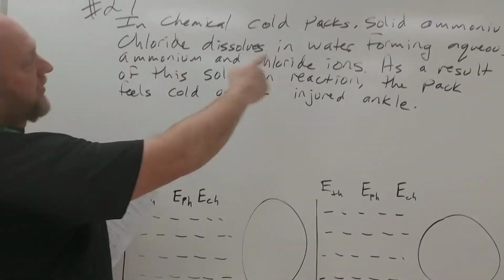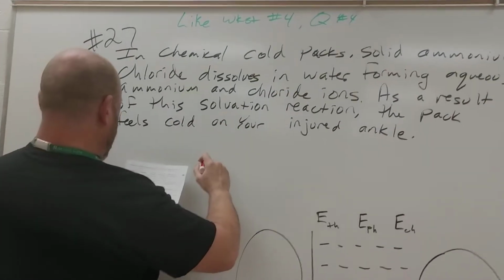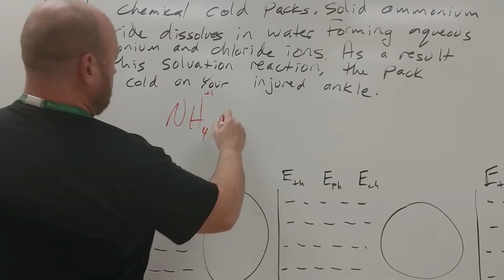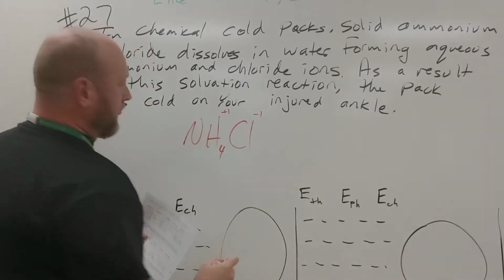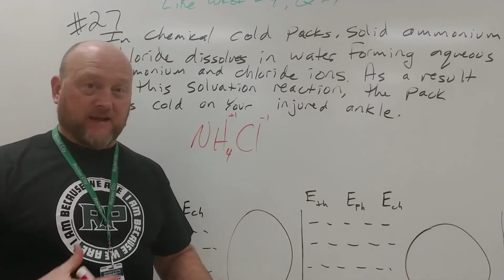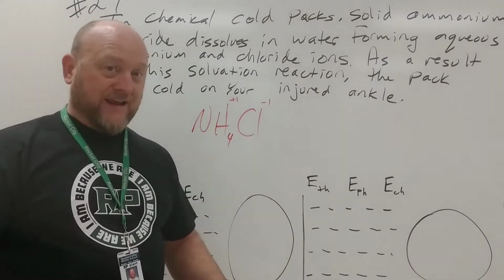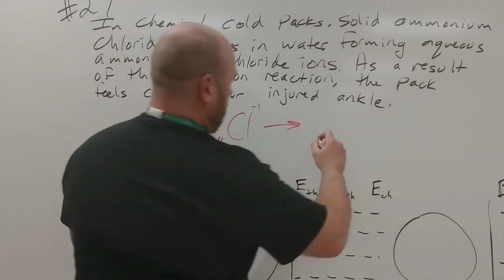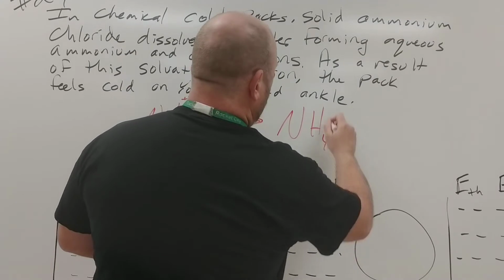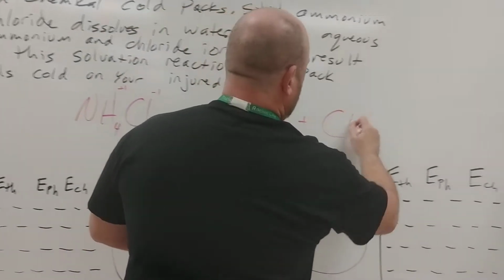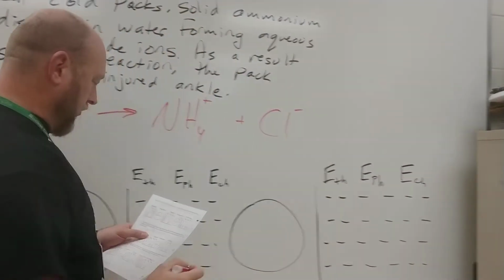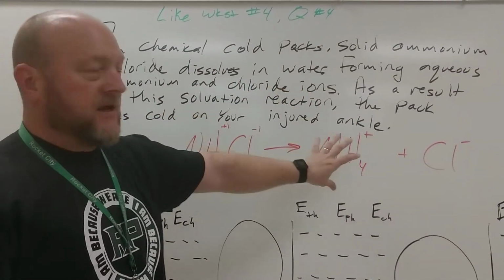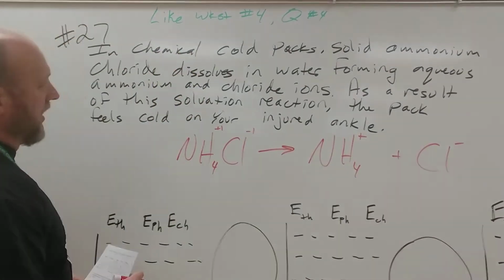So we start off with solid ammonium chloride. We have ammonium, NH4, which has a +1 charge, and chlorine, which has a -1 charge. So those two are going to combine together in a 1-to-1 ratio, no need for any extra subscripts. That's going to break down or dissolve into ammonium, which has a +1, and chloride, which has a -1. It does say ammonium and chloride ions, so we're going to leave those as individual ions.